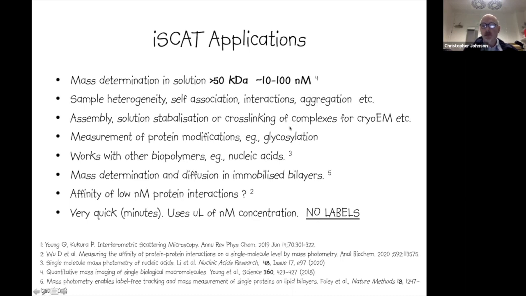The way that it's been used in the LMB has been to look at the assembly of large complexes. And this might be looking for solution conditions where these complexes are more stable in that we're able to see the mass of the assembled complex rather than the components, or where people have used crosslinkers to try and stabilize complexes prior to cryo-EM measurements. We can also look, although we haven't done much of that here, but certainly this is an application of the instrument, is to look at protein modifications such as glycosylation. It will obviously work with other biopolymers, and nucleic acids have been studied. You can see the references down below here.